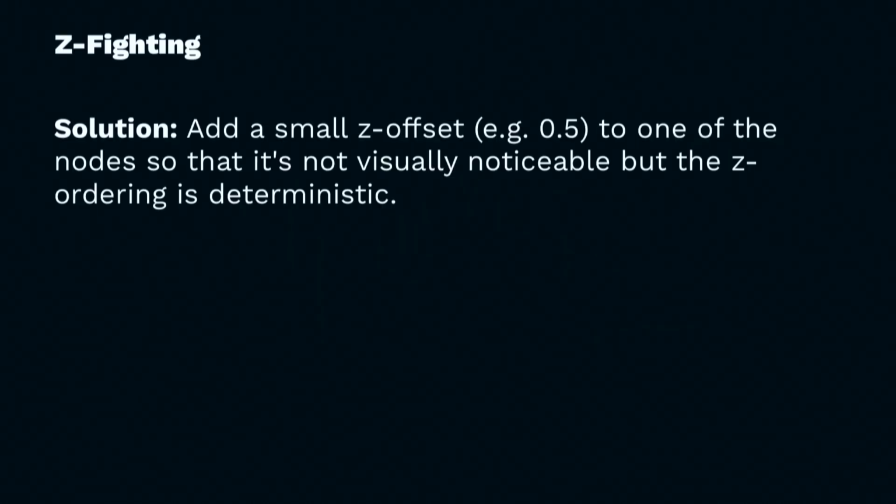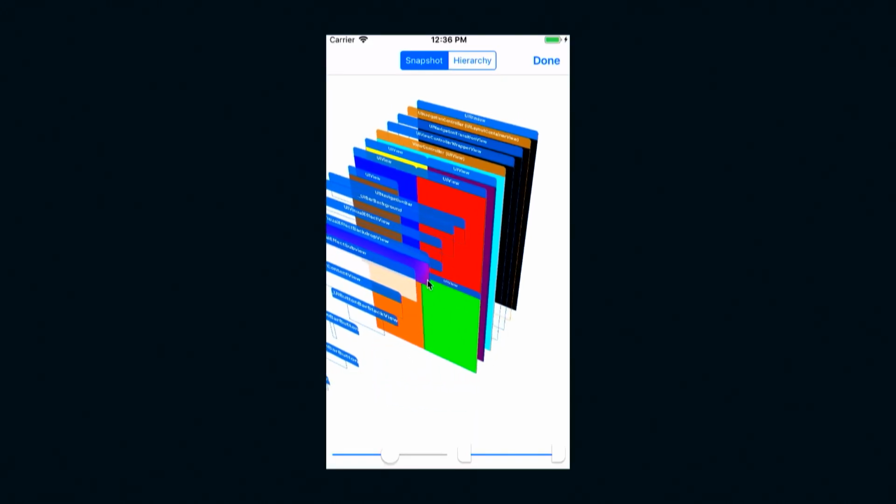The fix here is surprisingly low tech. What you do is you add a really small z offset. To the one that's supposed to appear on top, you can add a really small amount, like 0.5, and that's not visually noticeable. It'll still appear like it's directly on top of the other thing, but that makes the z ordering deterministic. So the system always knows which one's actually in front. And when you move the camera around, you'll see it behave like it should.